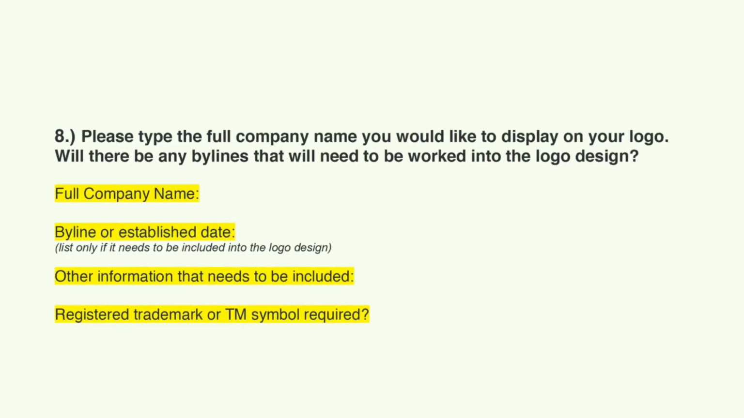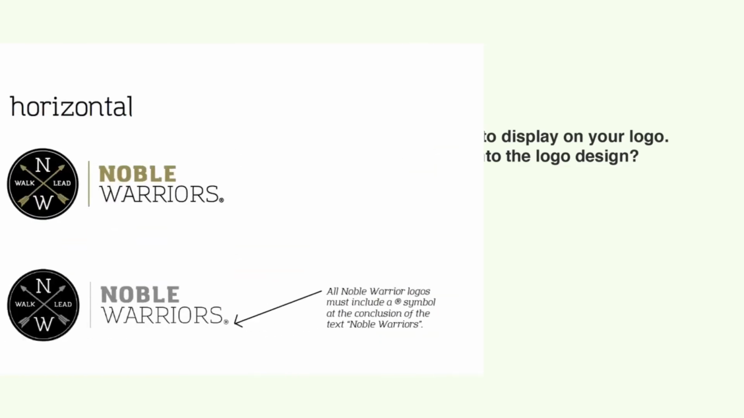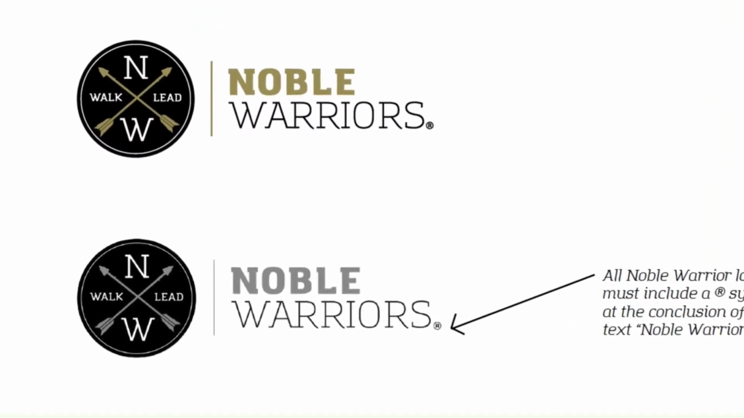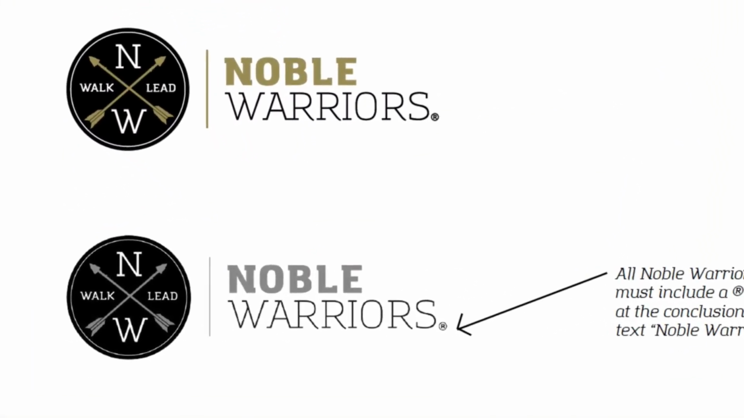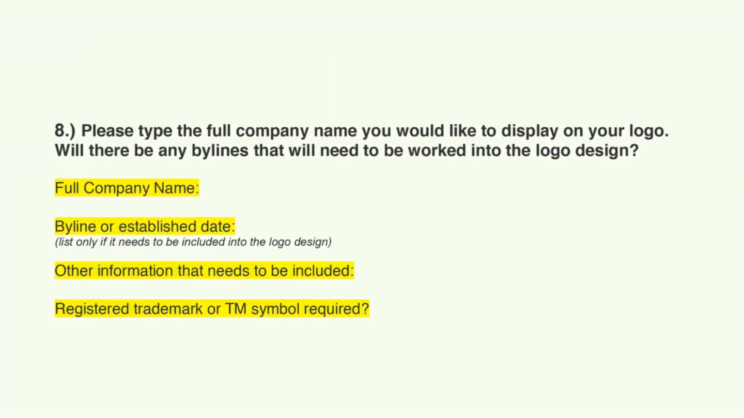The next one's a little bit more formal. I just really need to know that full company name so we know if we need to put Inc. or .com or any other kind of little thing that you may miss if you're just doing it off of the company name that you know of. There could be these little details that they need to provide. Also, if there's going to be a byline that they want to work into the logo, and any other information. Also, if they have a registered trademark or a TM symbol, that's incredibly critical to know if you need to work that in somewhere in the logo mark.